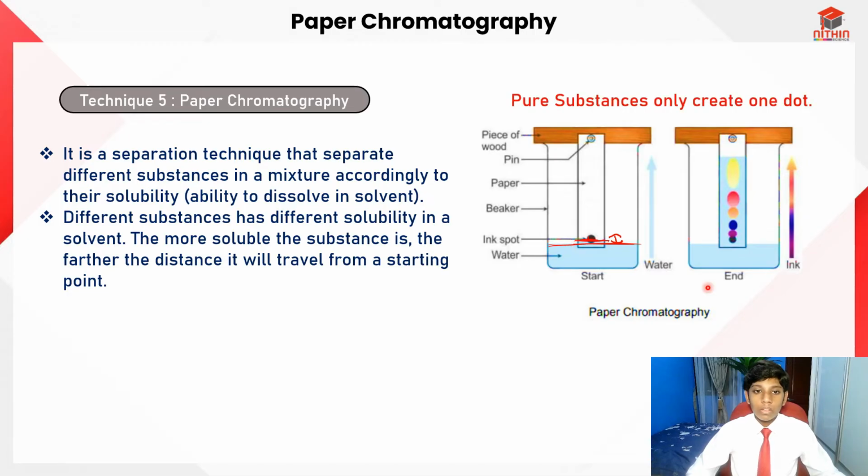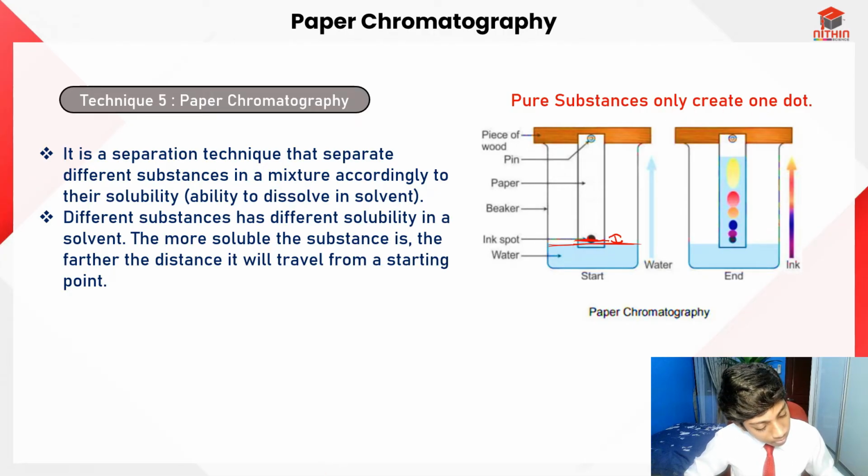Okay, and some things you need to take note of. This ink spot actually created a lot of colors such as yellow, pink, orange, blue, purple. All of these colors lie in this ink spot. But pure substances actually only create one dot.